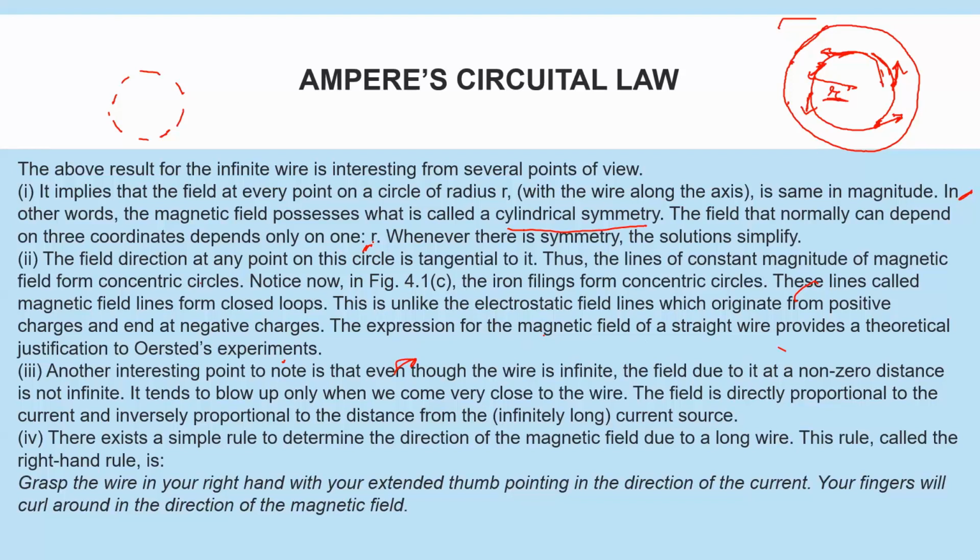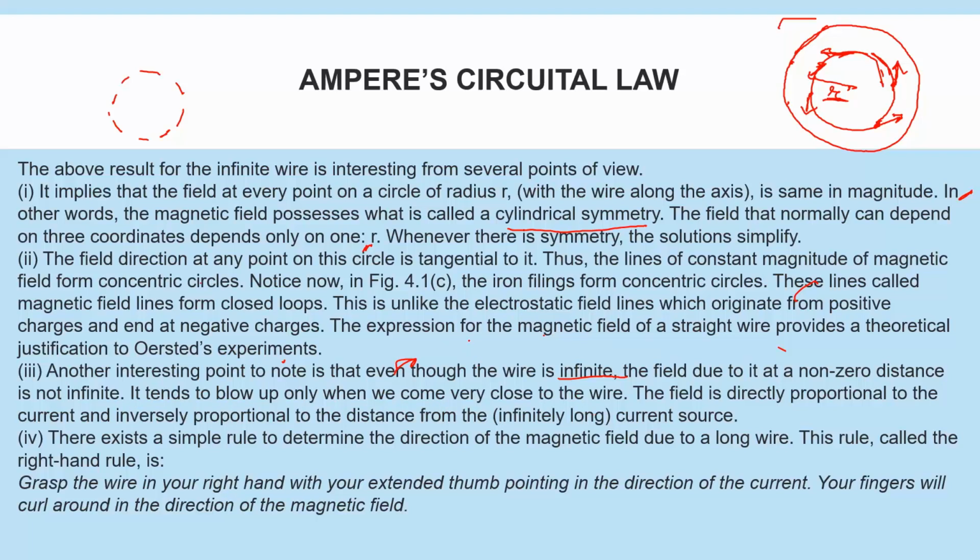Another interesting point that we can see is that even though the wire is infinite, the field due to it at a non-zero distance is not infinite. Even if your wire is infinite, the field at any non-zero distance from the wire is not going to be infinite. It tends to blow up only when we come very close to the wire.